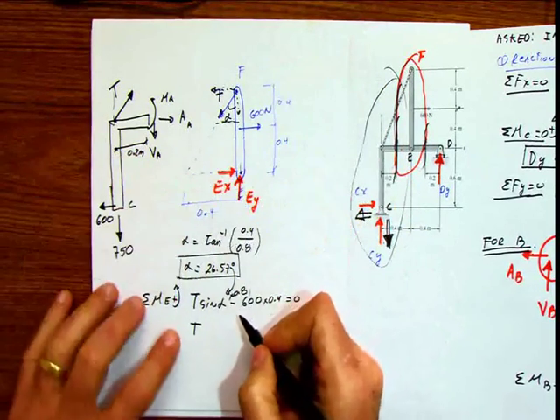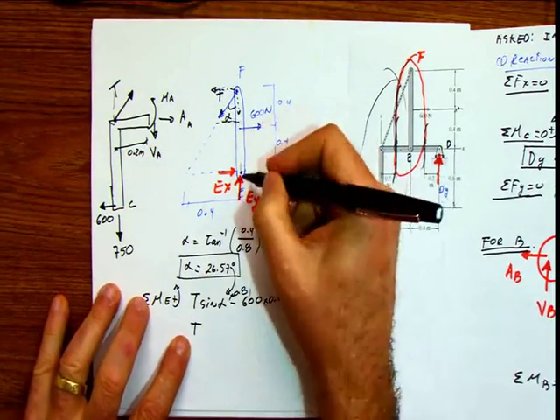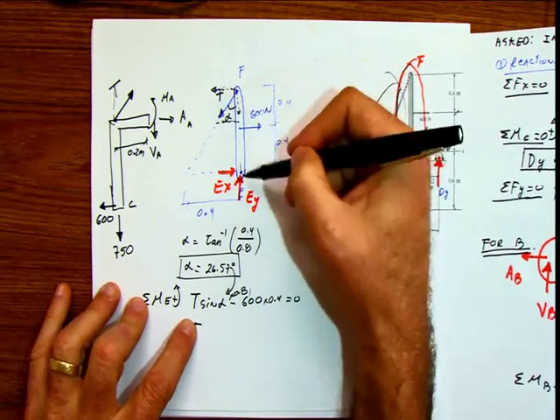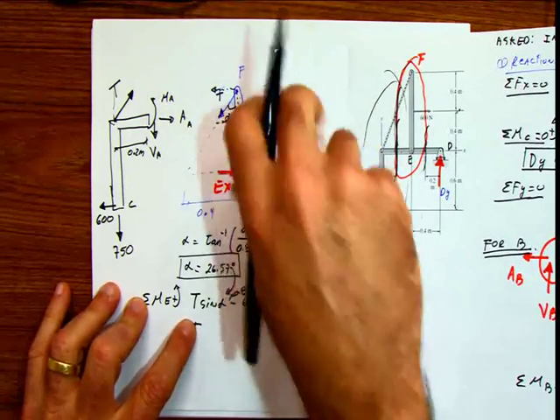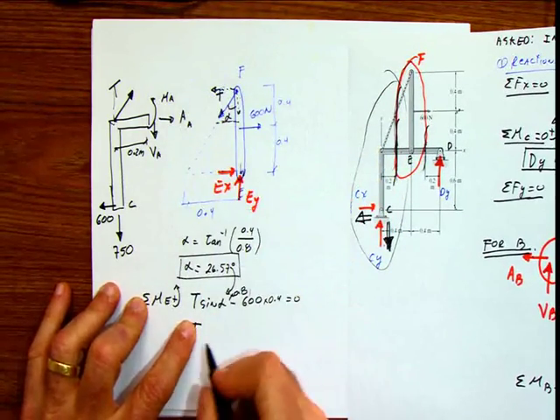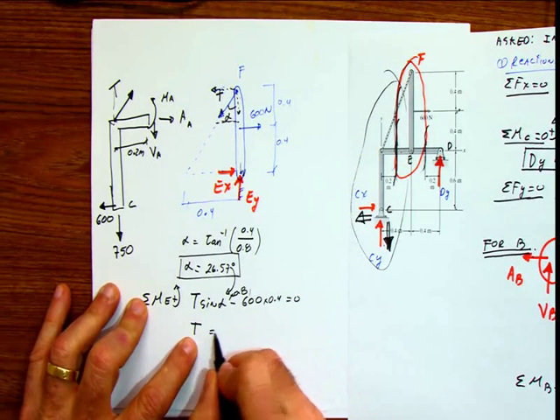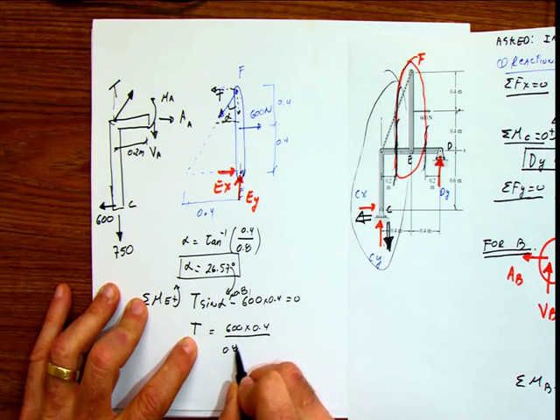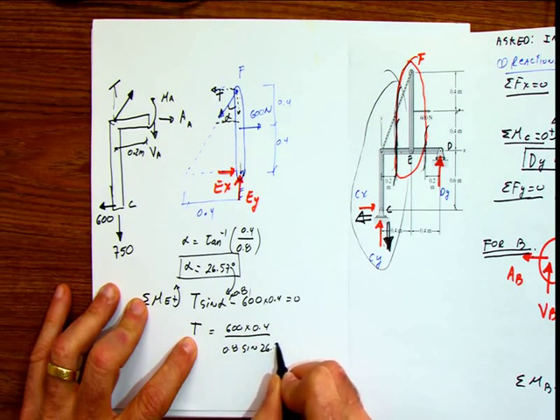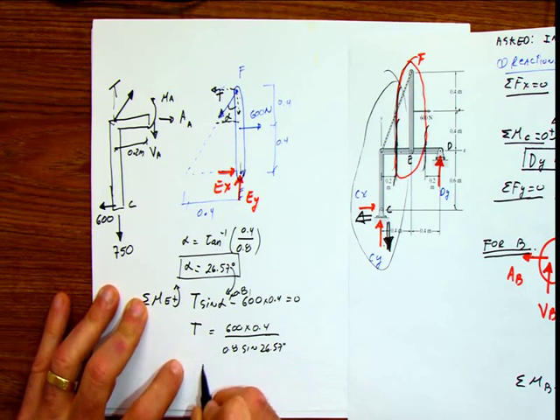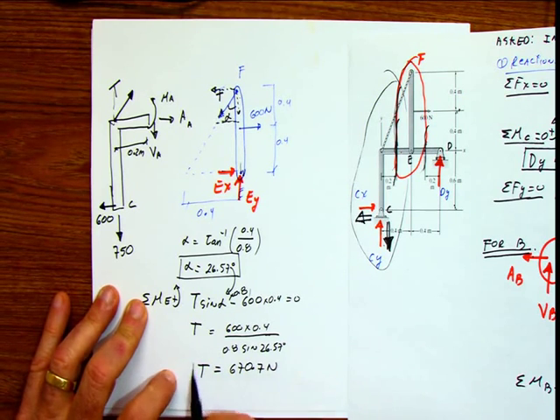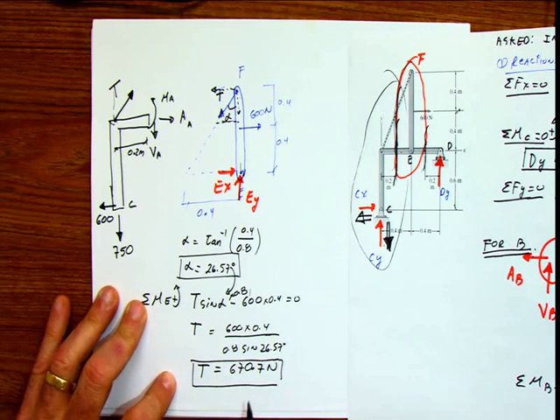0.4 plus 0.4, 0.8. So when you do the summation of moments here one more time, you say T sine of alpha multiplied by the distance, which is 0.8, and 600 multiplied by 0.4 equals 0. And then you solve for T, and T is going to be equal to 600 times 0.4 divided by 0.8 sine of 26.57 degrees. When you do that, T is going to be equal to 670.7 Newton. Now we have the tension T.